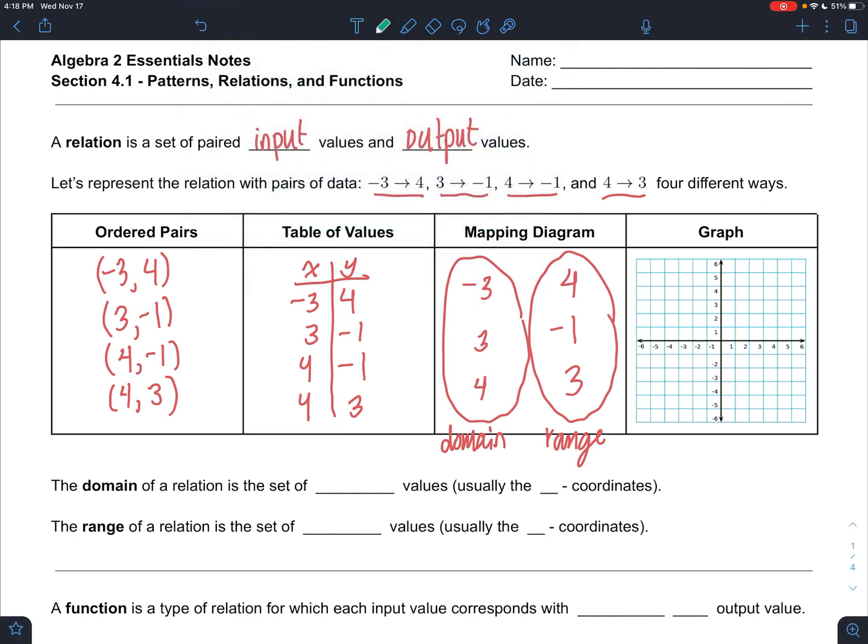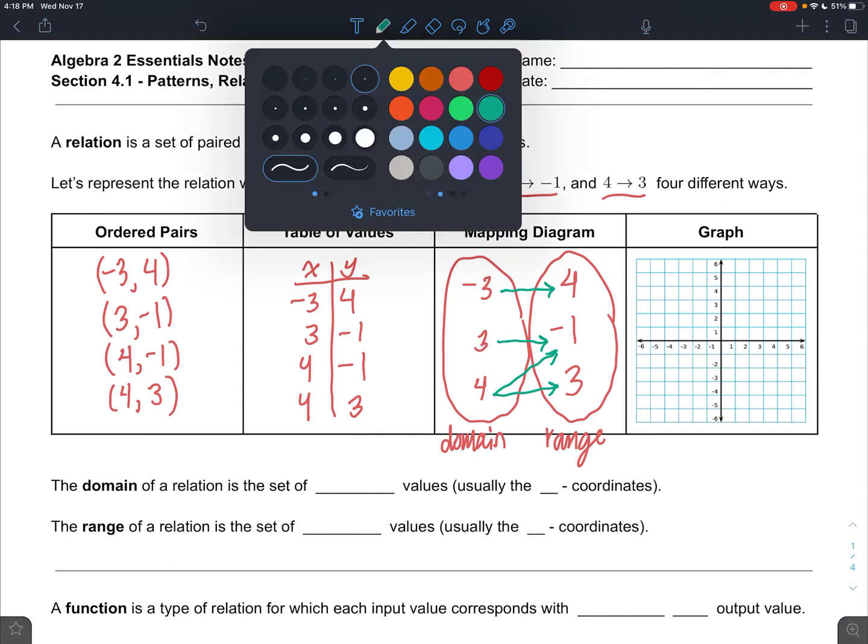And then you put these arrows, just like this arrow up here. We're going to include those in our picture. So we have -3 to 4. We have 3 to -1. We have 4 also goes to -1, and it also goes to 3. So it wasn't necessary to write these numbers twice. Like 4, we only needed it once, and it has 2 arrows coming from it.